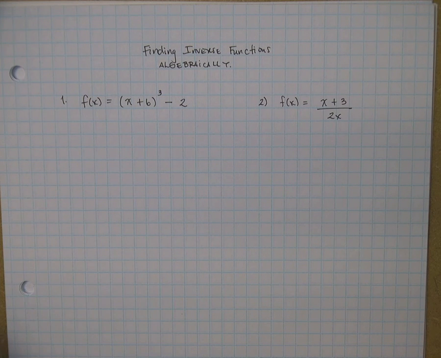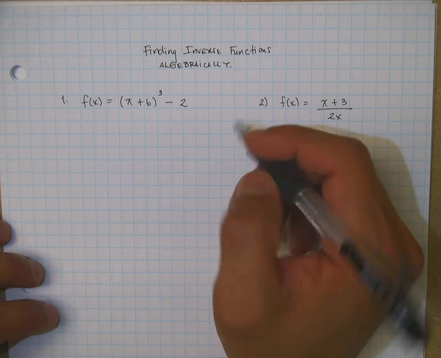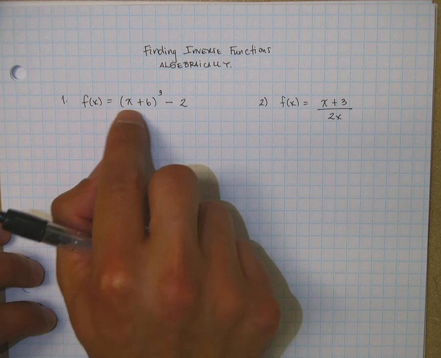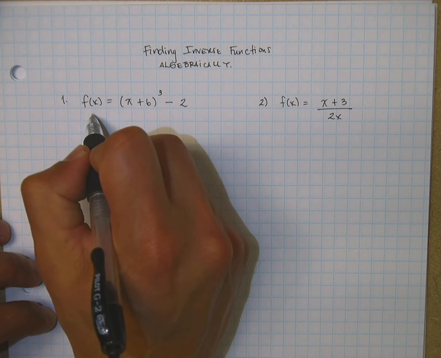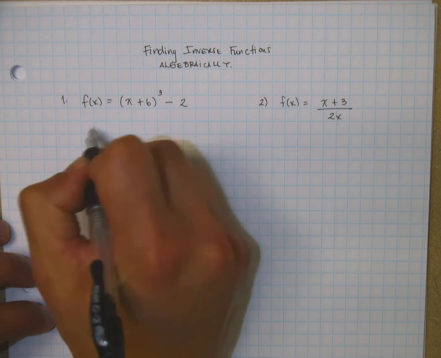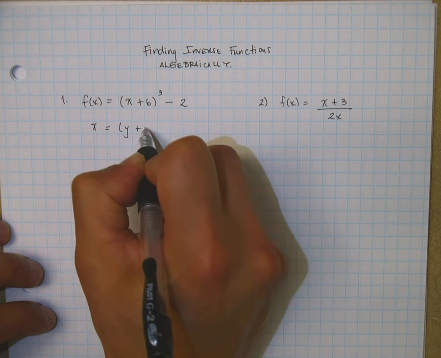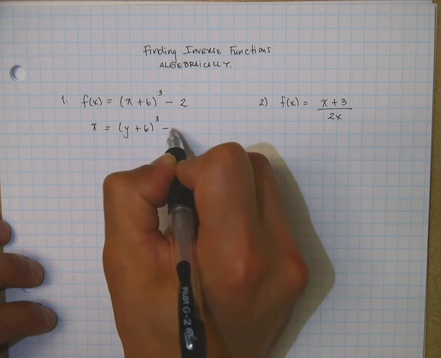Hey guys, I want to go ahead and talk about how to find the inverse of a function algebraically. And it's pretty simple. What we're going to do is the switch and solve method. So we're going to switch the x and the y. And remember, this is the same thing as y. So the x is just going to go here. And then I'm going to have my y plus 6 to the third power, cubed.